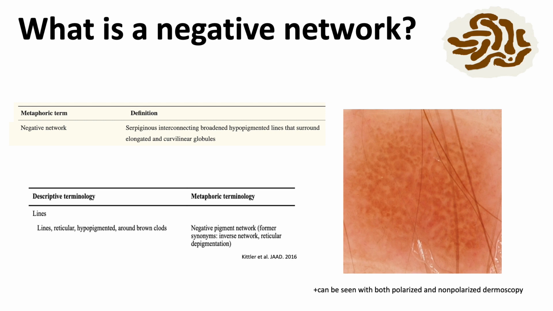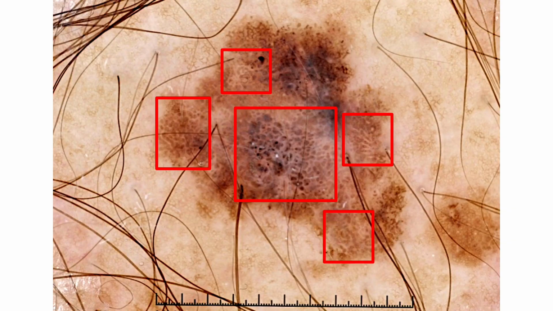And if you look at old literature, the negative network goes by some previous terminology like inverse network or reticular depigmentation. But these terms have fallen out of favor, but important to know if you're reading older literature. This dermoscopic feature can be seen with both polarized and non-polarized dermoscopy. And here's a really good example of a melanoma with multiple areas showing very classic negative network appearance.